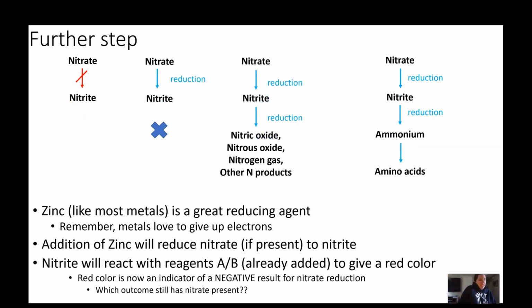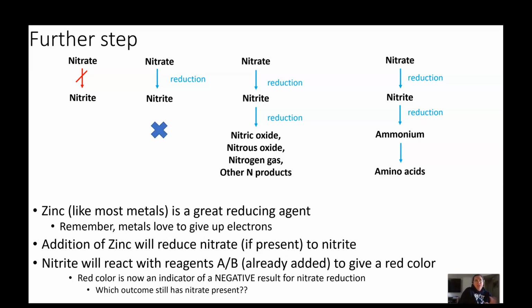So before I talk about the next step here, let's talk a little bit about zinc. Zinc is a metal, of course, and like most metals, it's a really great reducing agent because it has a lot of electrons that it wants to give away. Remember from chemistry that metals make really good reducing agents because they love to give up electrons. So if we add zinc, it will reduce nitrate, if it's present, to nitrite. And then that nitrite will react with reagents A and B because they're already in the broth. Remember, we added them in the first step. And then now we'll get a red color.